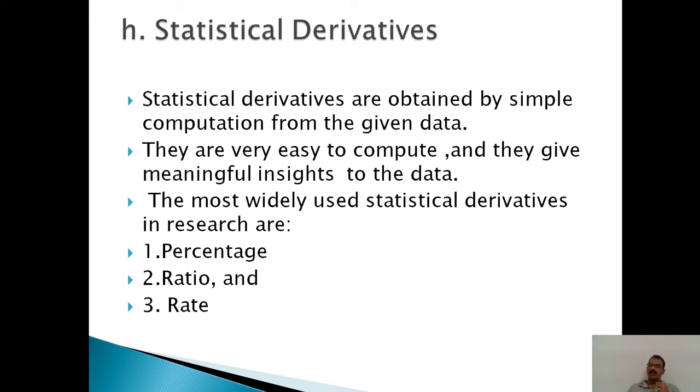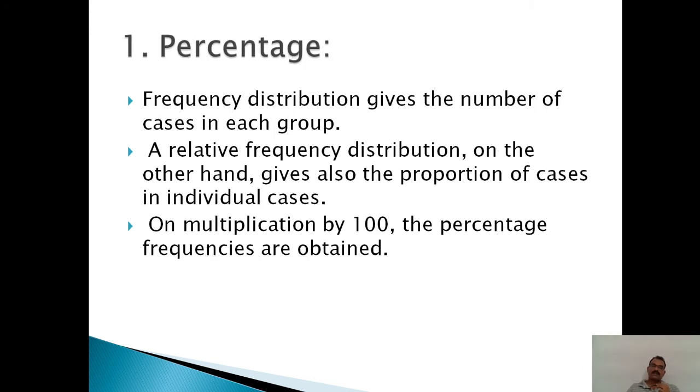The most commonly used statistical derivatives in research are, first one, percentages, second one, ratios, and third one, rates. So first of all, percentage. Frequency distribution gives the number of cases in each group. In a frequency distribution, we will get the observations and corresponding frequencies.